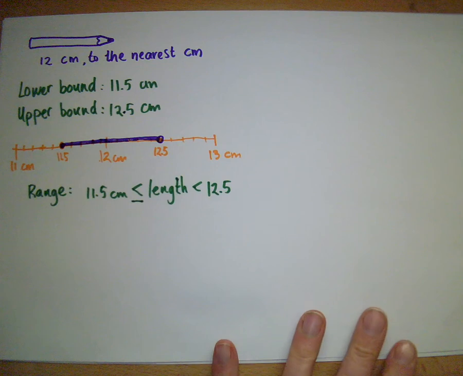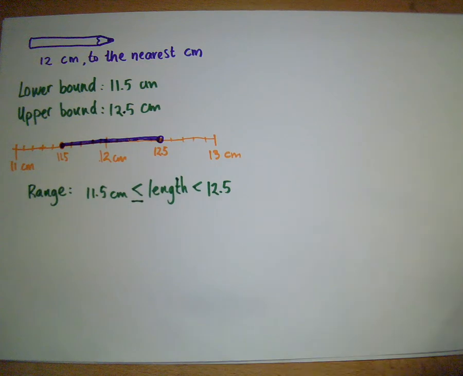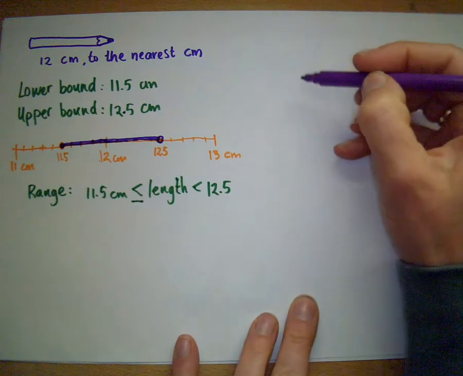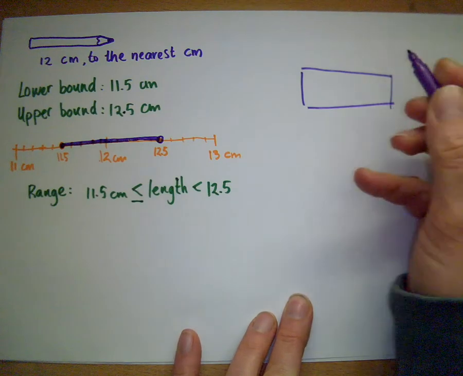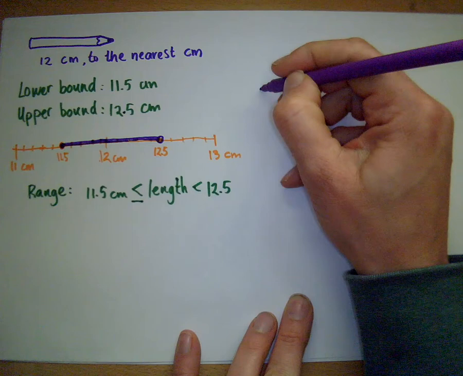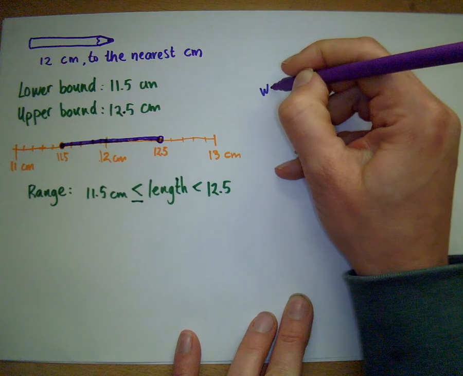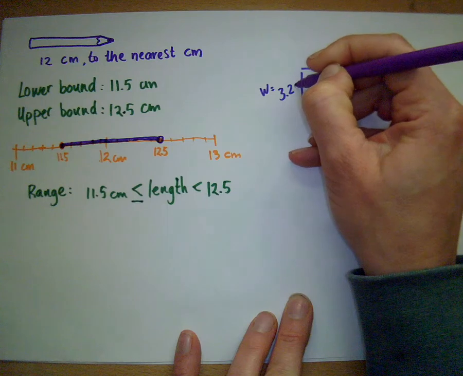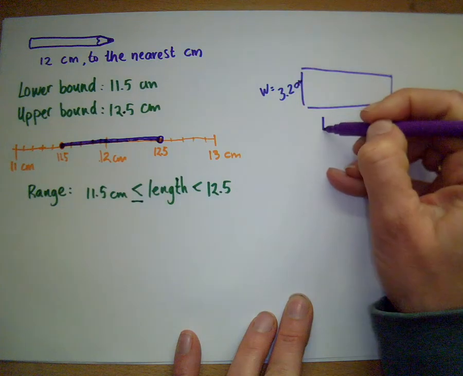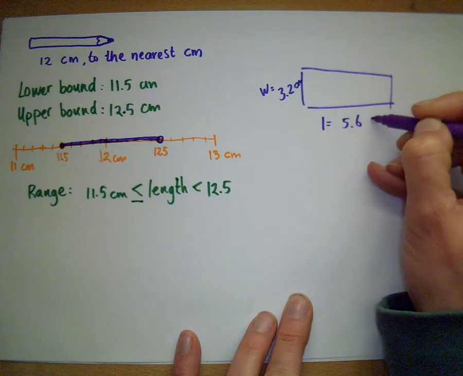Let's do another example. Say I have an eraser and it has a width, it's a big eraser, of 3.2 centimeters, and it has a length of 5.6 centimeters.